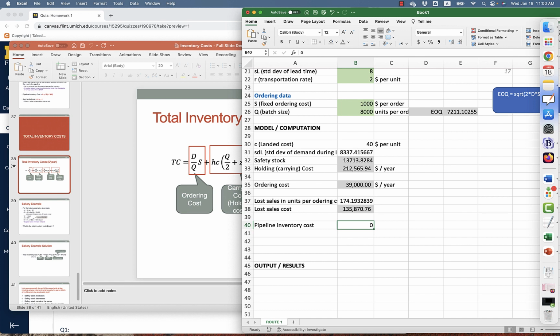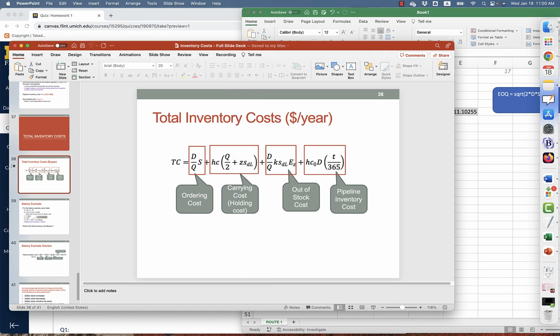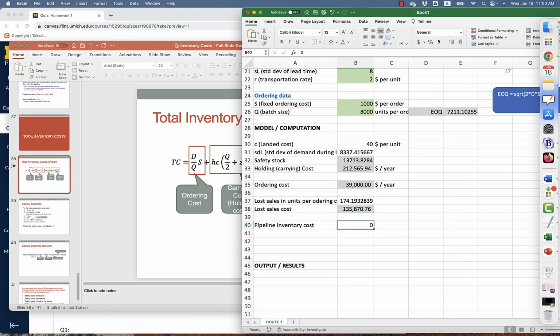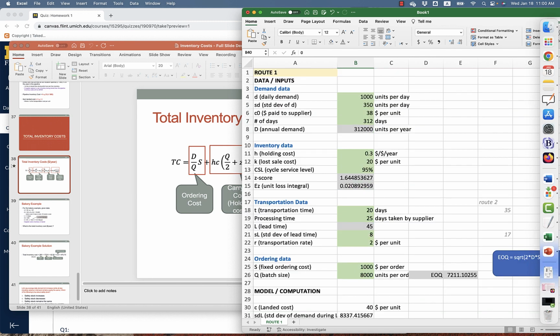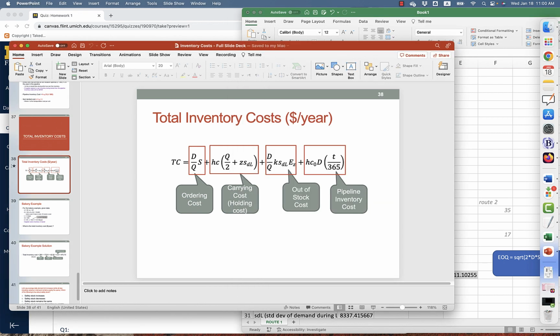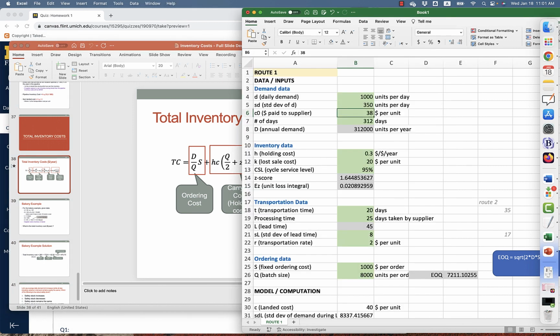But in the normal usual case, we have pipeline inventory costs because we are doing the transportation as the buyer. Notice that T, the transportation time, is not the lead time. Lead time here is 45 days. Transportation time T is only 20 days because 25 is processing days. So we have to use the 20 days and we have to use C naught, the money paid to the supplier, $38. And we divide by 365 and not 312 days.